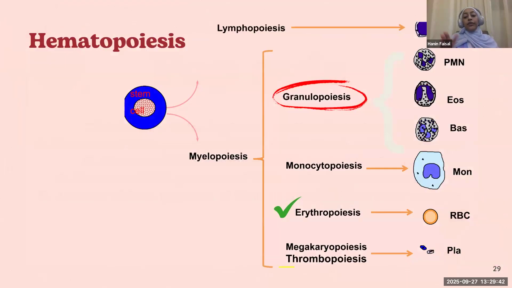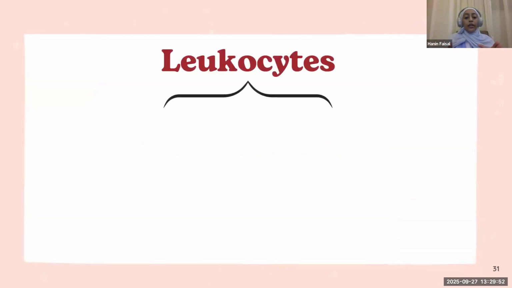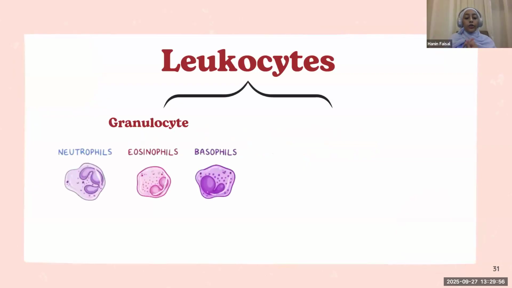Okay, now we're done with the process of erythropoiesis. Now let's talk about granulopoiesis. Granulopoiesis is basically forming the granulocytes. Before that, leukocytes are basically white blood cells, and leukocytes are divided into two types. Granulocytes, which are neutrophils, eosinophils, and basophils. Granulocytes means that under the microscope you can see granules.